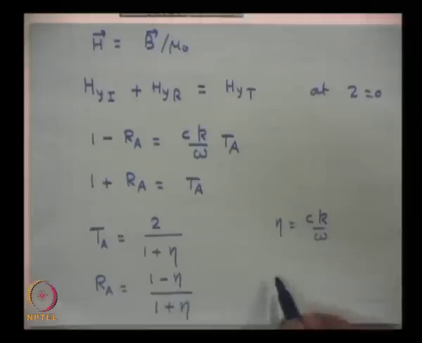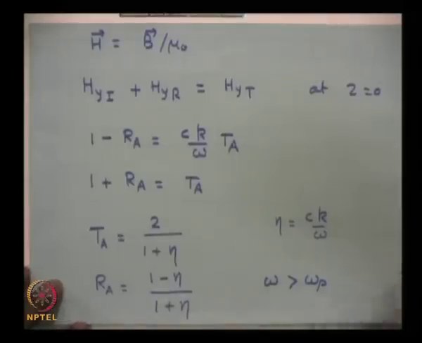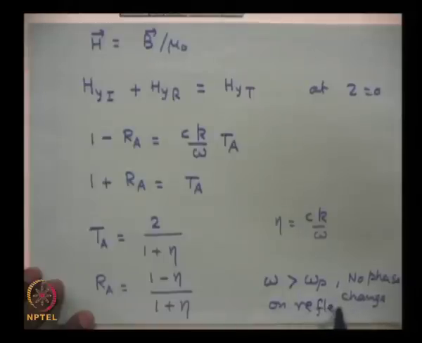So for omega bigger than omega p, if collisions are weak, then eta is nearly real and Ra is less than 1 but positive. There is no phase change on reflection.